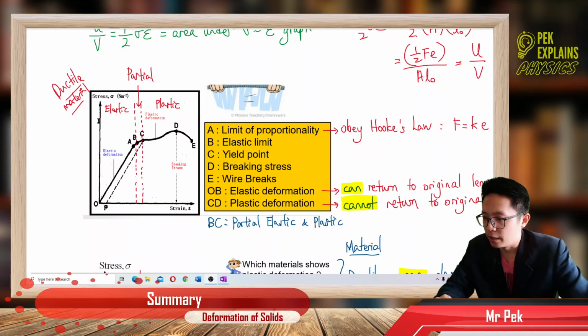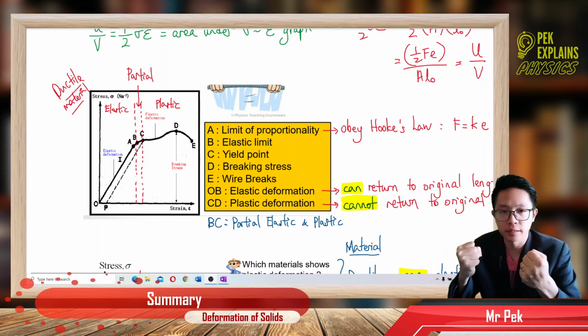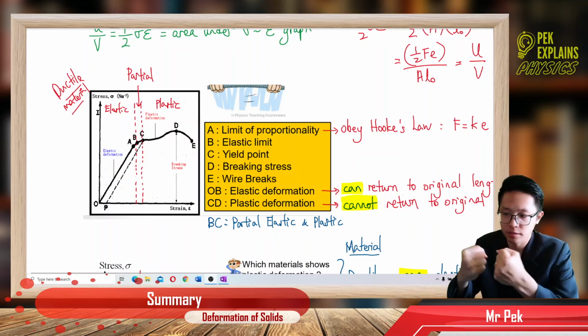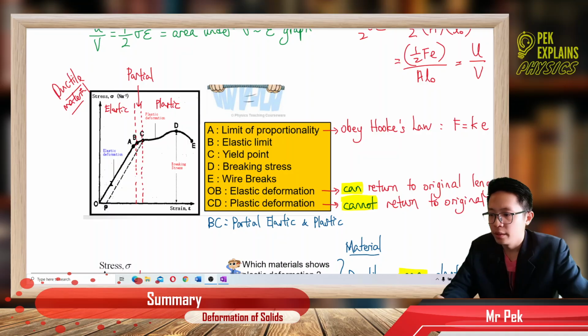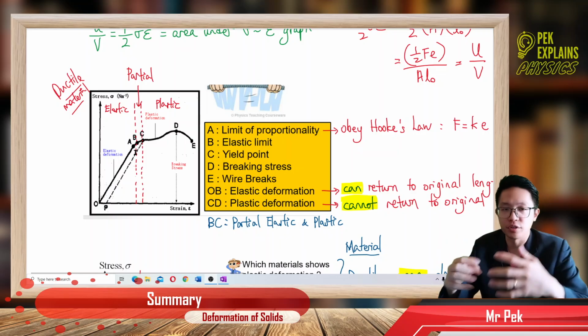Now, you see the first part, from O to A. A is called the limit of proportionality. That means when the wire is being pulled by a certain stress or force, the wire will elongate with elastic deformation. Elastic deformation means it can return to original length.